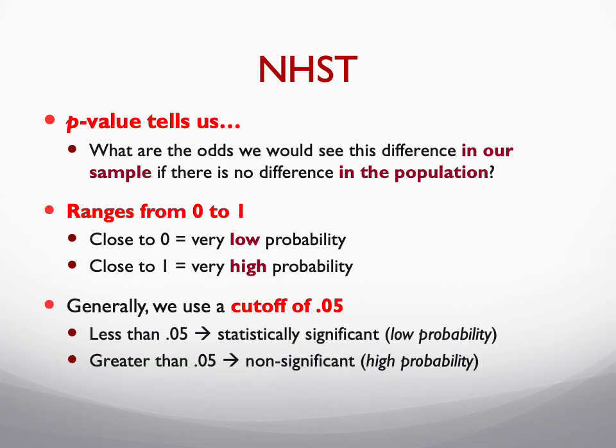Generally, in our research, we're using a cutoff of 0.05, less than 0.05 being statistically significant. It's a low probability I live in the world of the null hypothesis. Greater than 0.05 being non-significant, a very high probability that I live in the world of the null hypothesis.